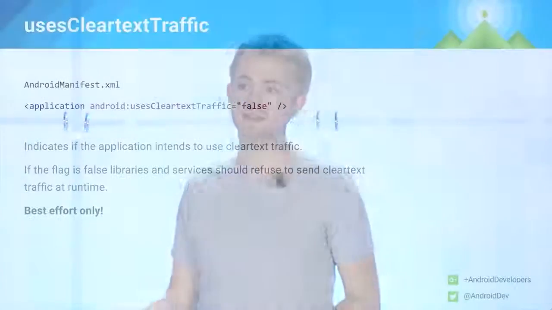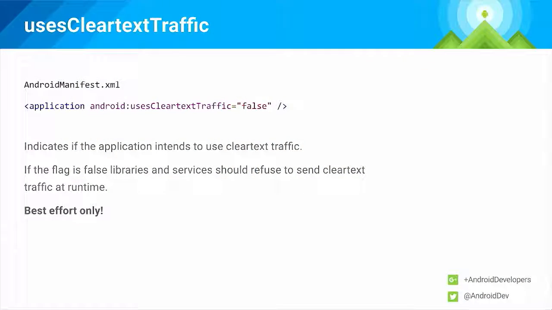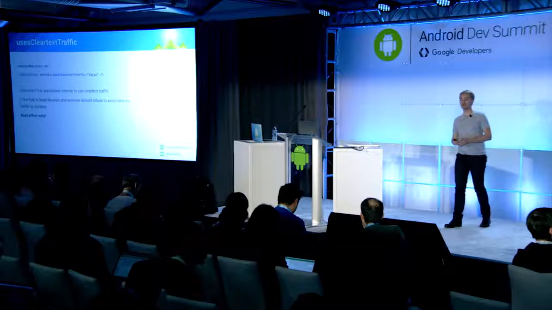So the next side of things is, OK, you've shipped your app, but how do you protect against accidental regressions, right? Like the example I had where your back end 6 months down the line starts pushing HTTP URLs instead of HTTPS. So for that, we added a manifest flag called usesCleartextTraffic. And this is for you to basically say to the system, I do not intend to do any clear text traffic. So if I do, please stop me.